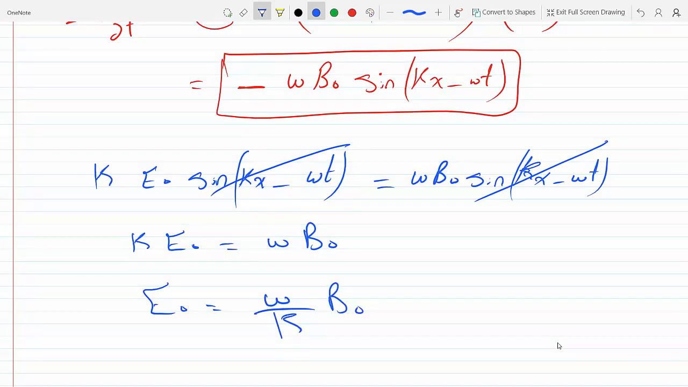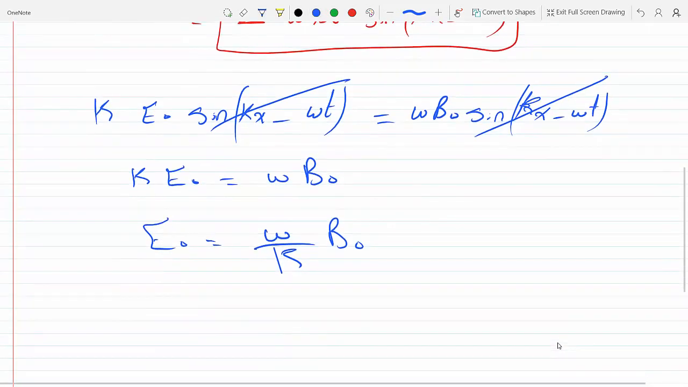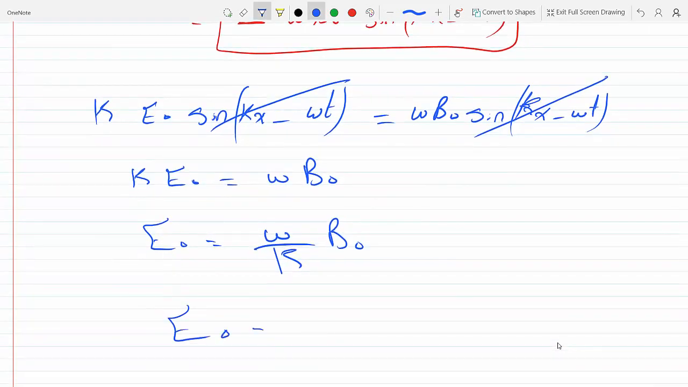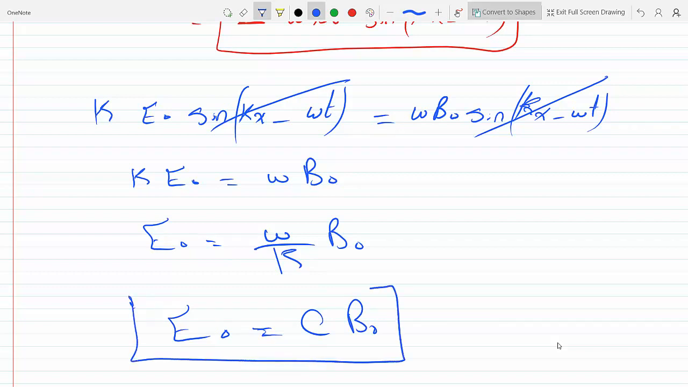Think about it. What's omega over k? That's the speed of the wave. And the electromagnetic wave goes at the speed of light, so this is c. So they will be equal provided that the amplitude of the magnetic field is 1 over the speed of light times the amplitude of the electric field.